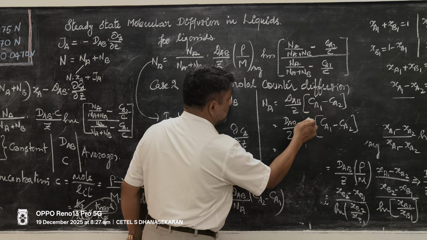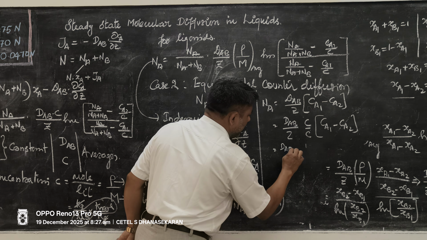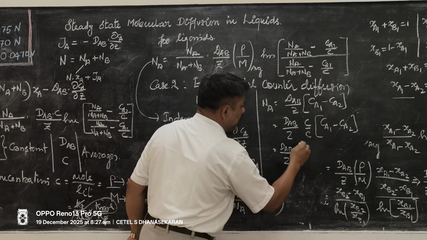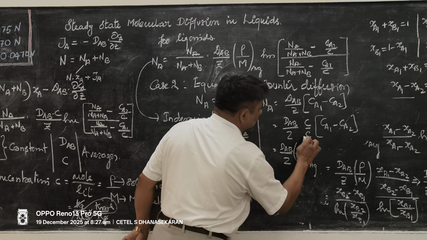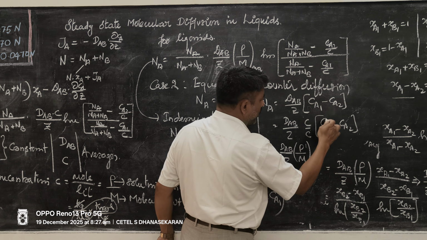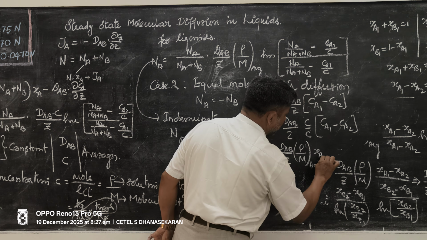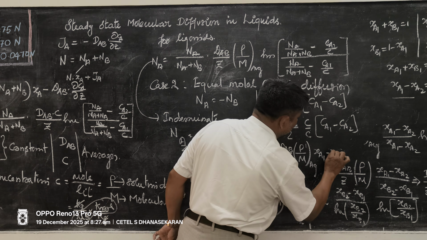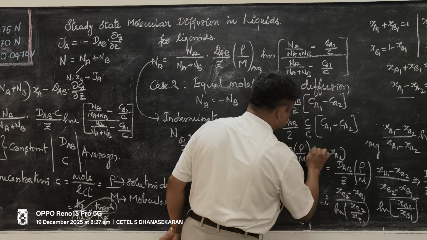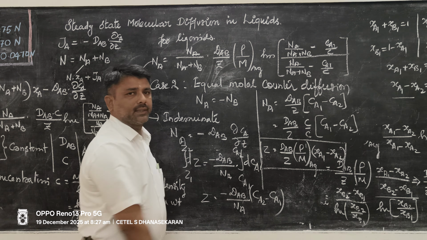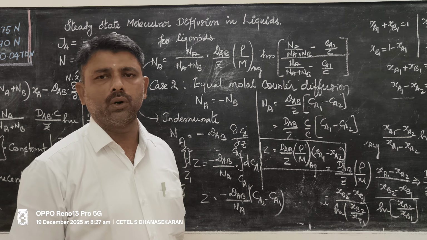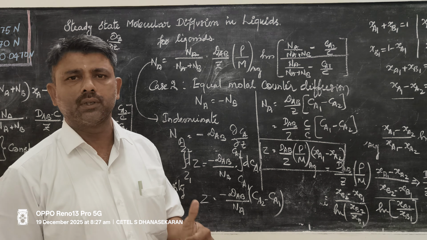Clear? This C, dAb divided by Z. Instead of this C, I am going to write density divided by molecular weight average. This should be inside. Ca1 by C is equal to Xa1. Ca2 divided by C is equal to Xa2. This is the expression to estimate the flux for the case of equal molar counter diffusion of components in liquids. Thank you.